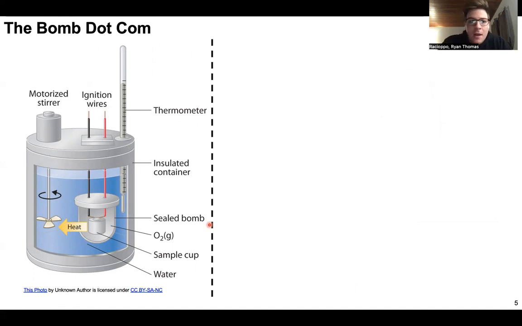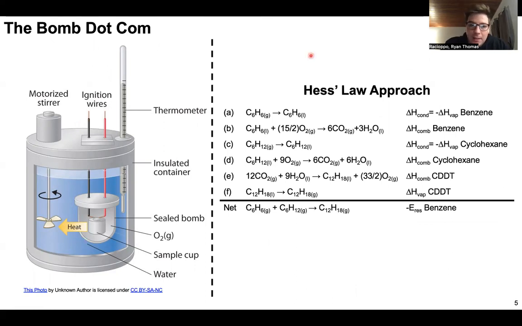What we can do here is use bomb calorimetry combined with a Hess's law approach. How a bomb calorimeter works is that we load our sample here, put our ignition wire inside, pressurize this with oxygen, stir the water bath around it, and then we can measure the temperature as the sample combusts. Because we're doing this in the liquid phase and not the gas phase, we have to take into account the enthalpies of vaporization for benzene, cyclohexane, and CDT.